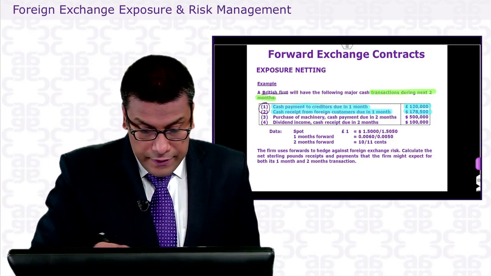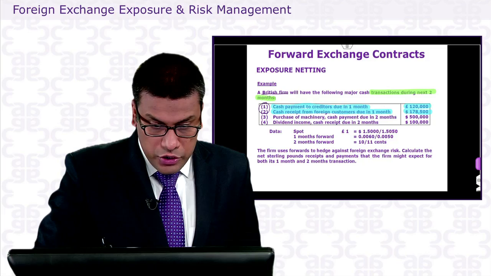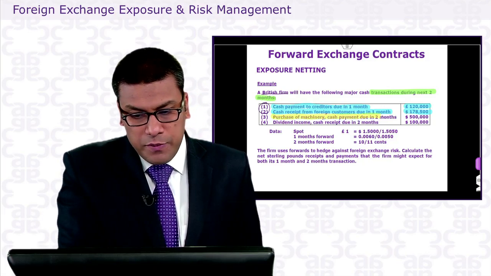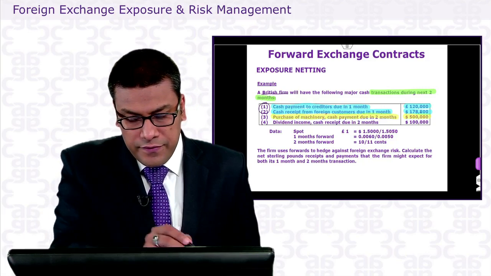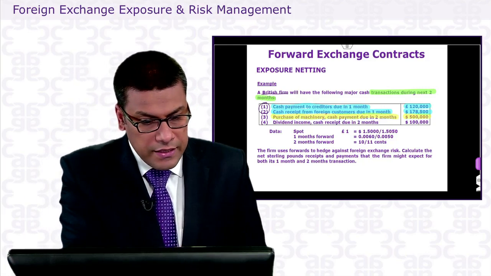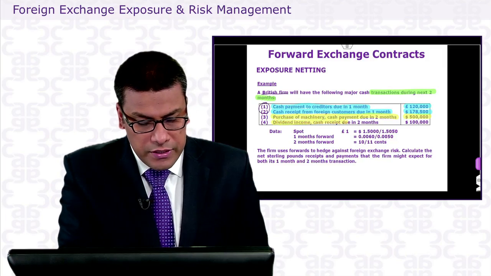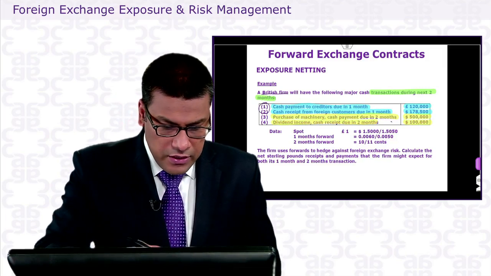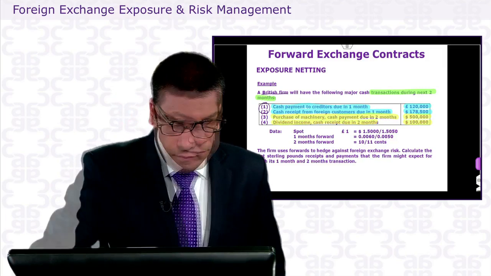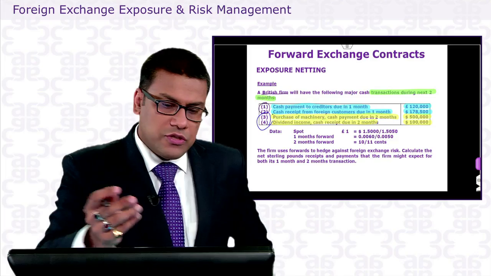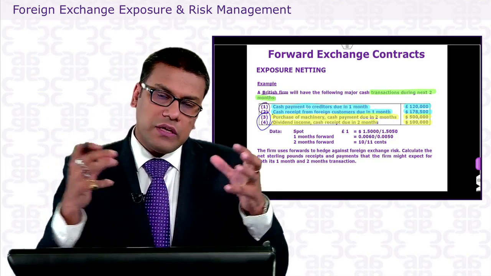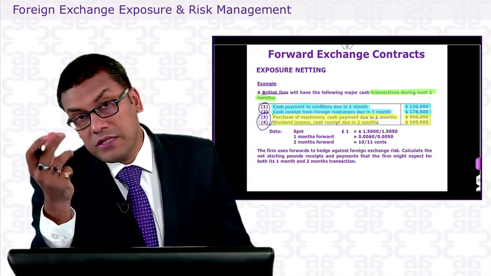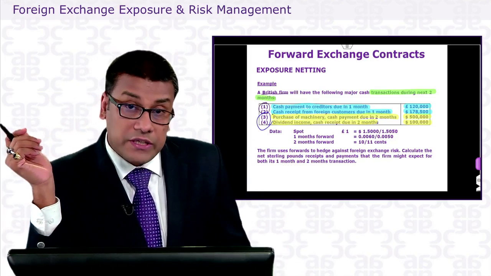Okay, wherein the other two maturing transactions, one is the purchase of machinery, cash payment due in 2 months for $5 lakh, and the dividend income that you're going to get as a cash receipt in 2 months of $1 lakh. Now this can straight away be netted. Since you're going to get something and pay something, you can include it to be netted in your obligation, and then see what the net obligation is and whether you want to protect that by hedging or not.